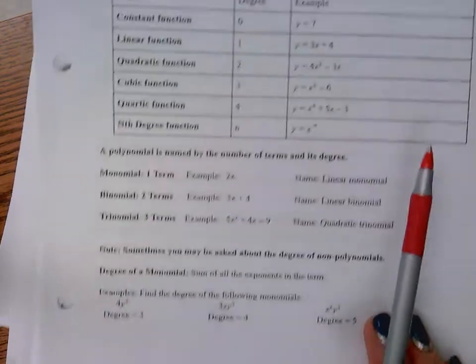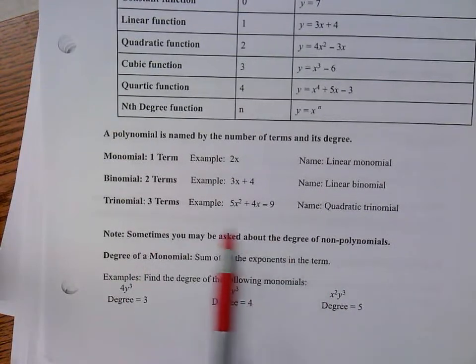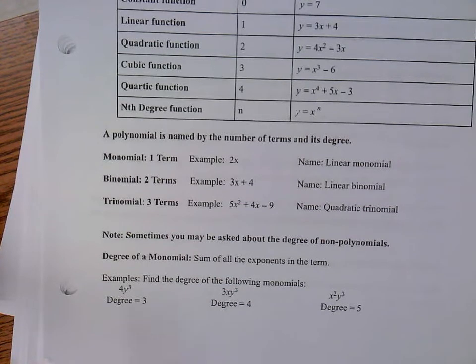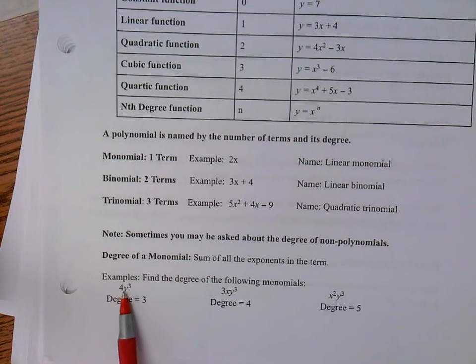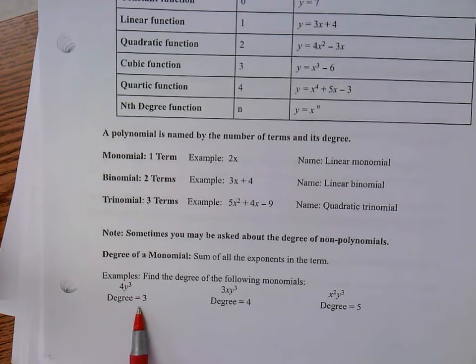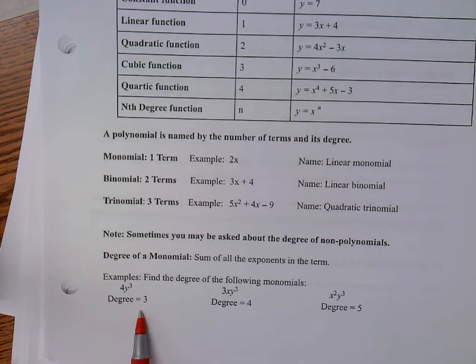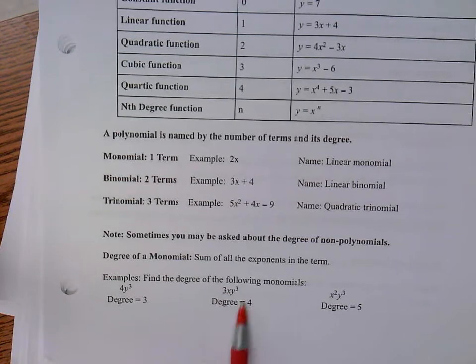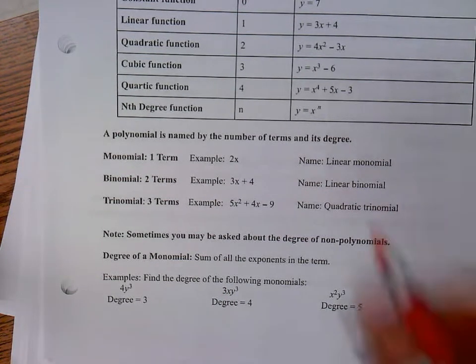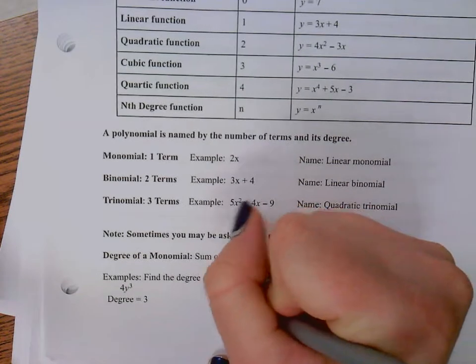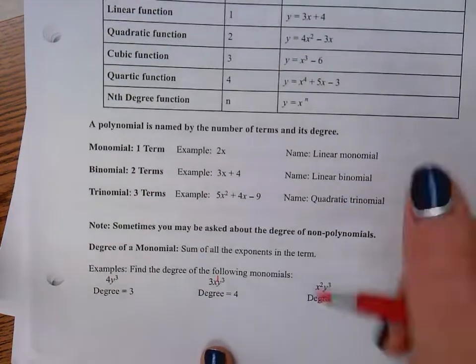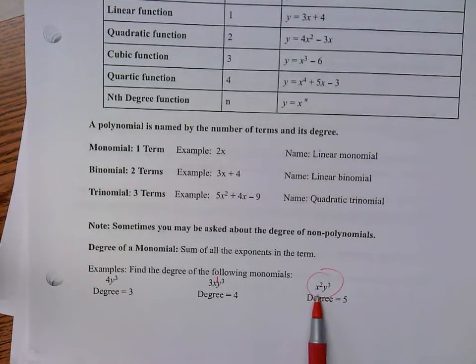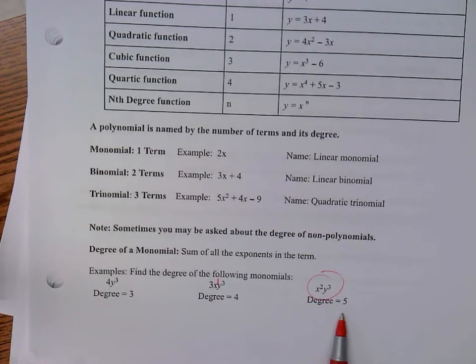I only put these non-polynomials on here because of the SAT. I'm not going to be asking you about these in this unit, but on the SAT, if they ask you, what is the degree of 4y cubed? The degree is 3. I'm not going to ask you about y cubed, not a function. And then 3xy cubed, this is not a polynomial, but its degree is 4 because the x has a power of 1 and the y has a power of 3. And so this one right here, they consider having a degree of 5. X squared y cubed has a degree of 5.